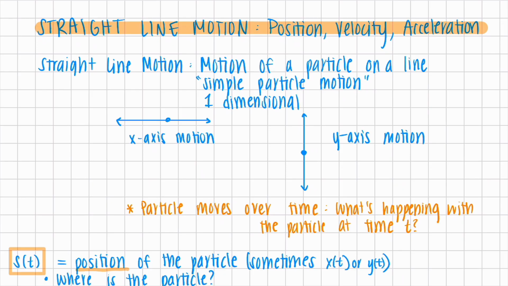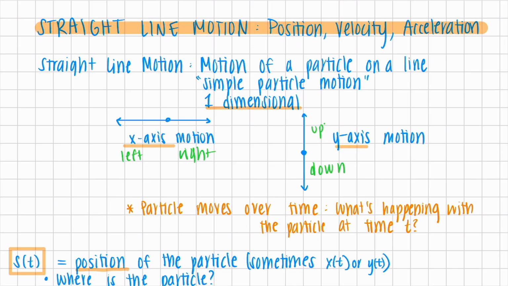So straight line motion is motion of a particle on a line. So this is going to be one-dimensional. The most common lines that we use are the particle moving along the x-axis or the particle moving along the y-axis. If we're moving along the x-axis, the particle is moving left or right. And if we're on the y-axis, the particle is moving up and down. The particle is always moving over time.